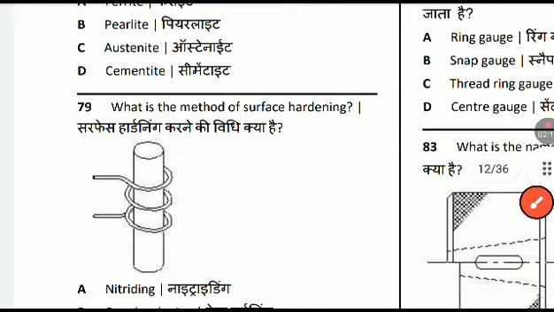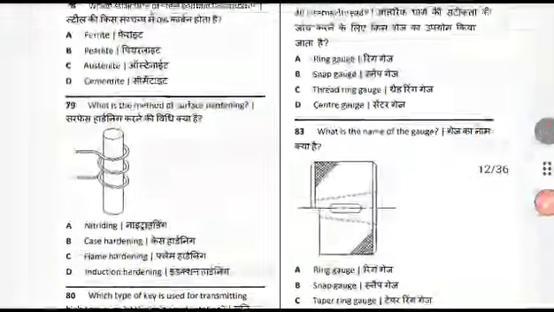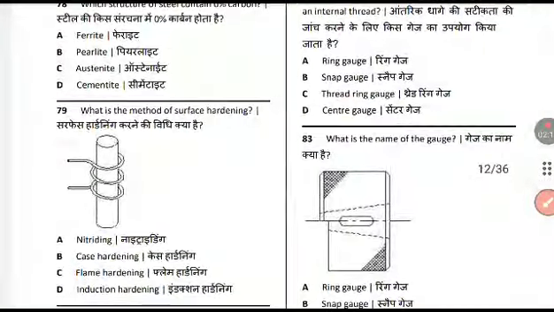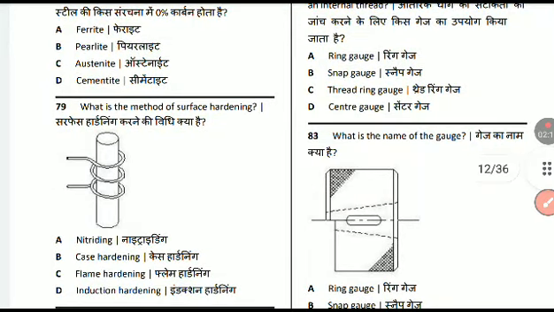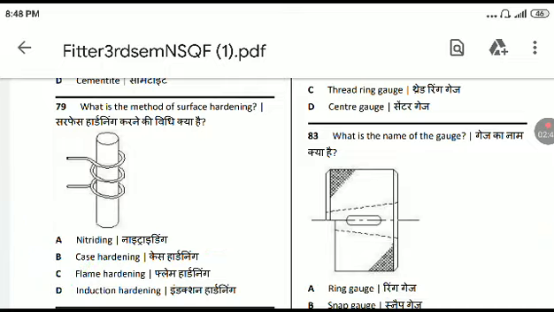79. What is the method of surface hardening? Option A, nitriding, not. Option B, case hardening, not. Option C, flame hardening, not. Option D, induction hardening. Answer, option D, induction hardening.